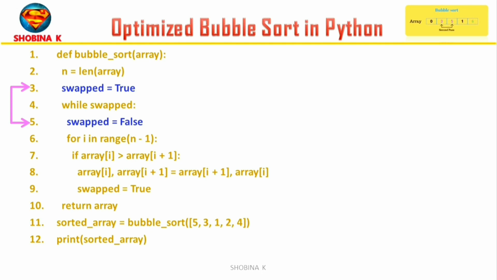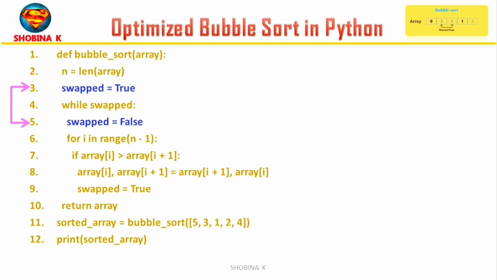Next, the for loop iterates through the array from the index 0 to n minus 1. If the current element is greater than the next element, then the two elements are swapped. Here two elements are swapped by assigning the value of array[i+1] to array[i] and the value of array[i] to array[i+1]. Next, the variable swapped is set to true, which indicates that the swap has been made in this iteration of the loop. And this line returns the sorted array.